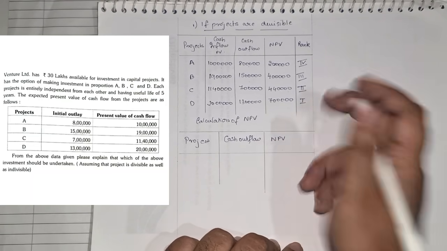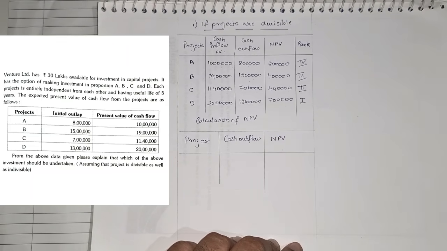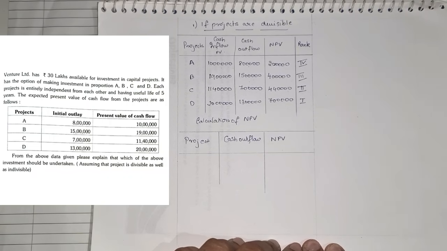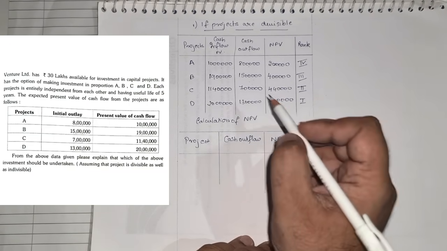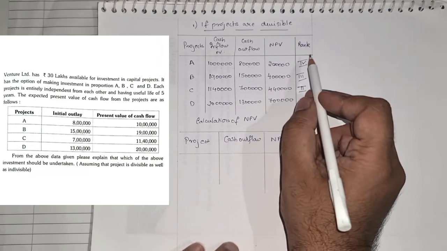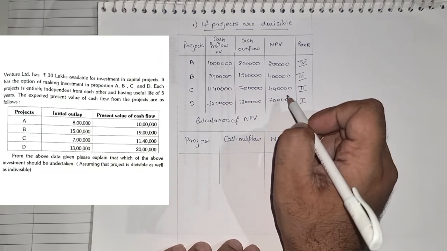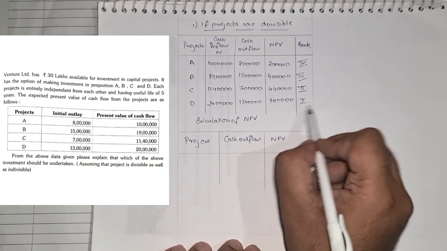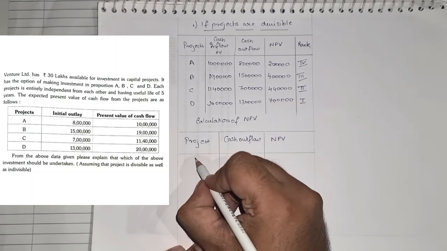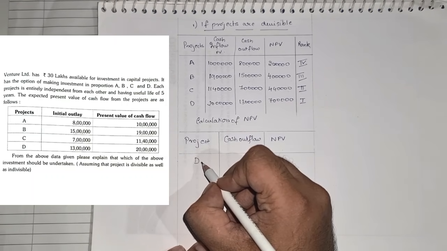Now look at the question very carefully. At the start it is given that Venture Limited has 30 lakhs available for investment. So it is said that Venture Limited has only 30 lakhs. So now we'll have to choose the project in such a way that our entire 30 lakhs is occupied. Okay, it is divisible, so we have to spend 30 lakhs. Now as per our first table, we have to go rank wise. The very first project which was selected as rank 1 was project D. Project D was the first rank, so we will take that as first.